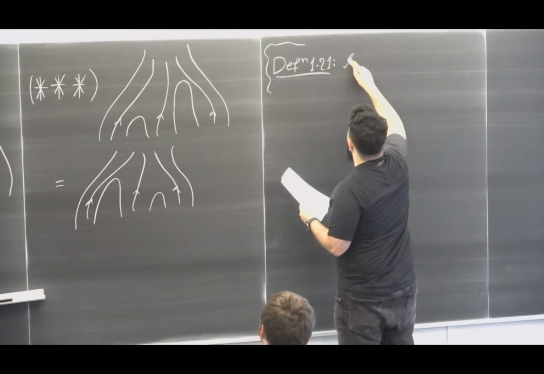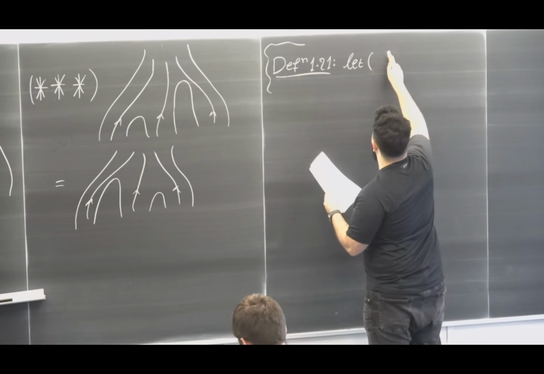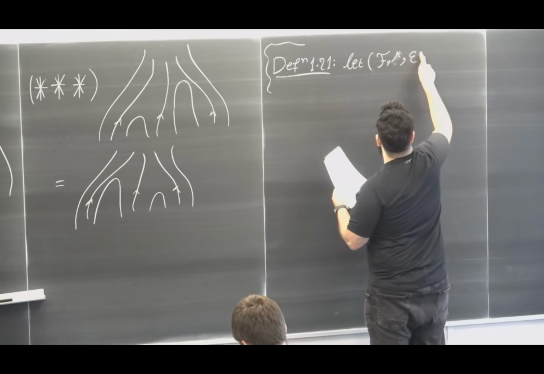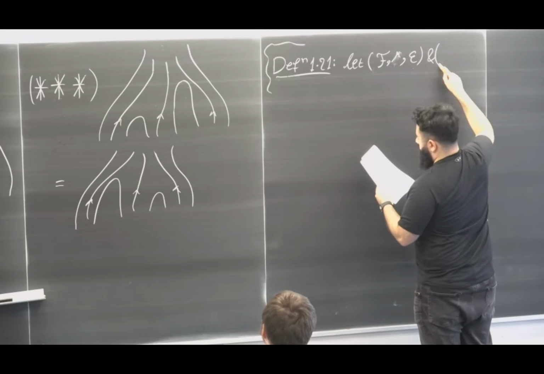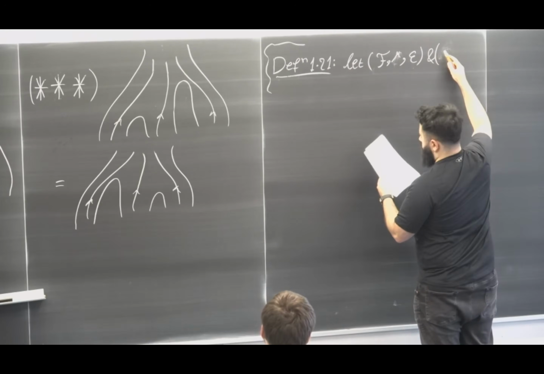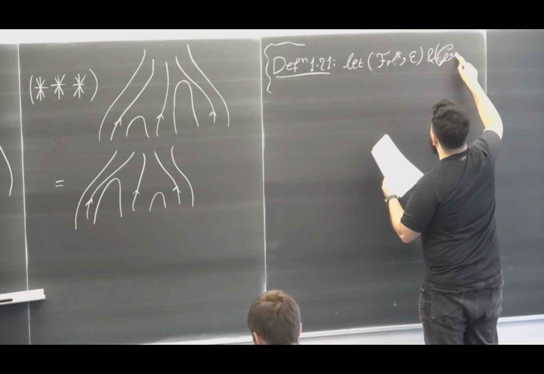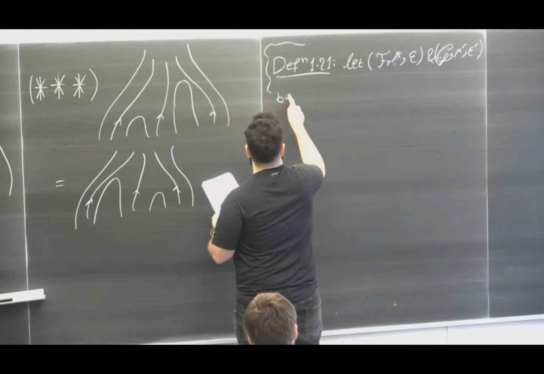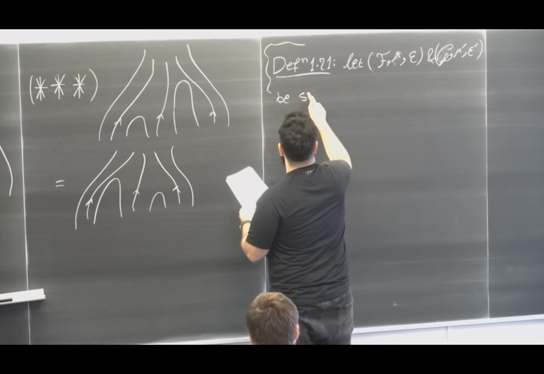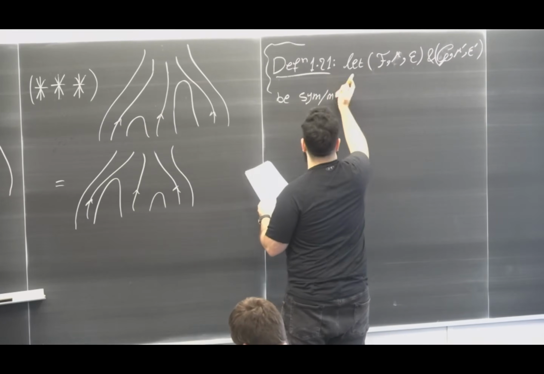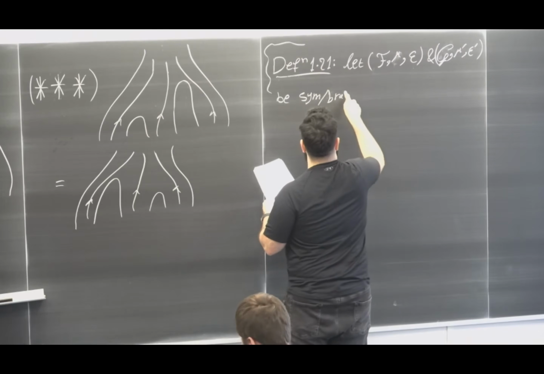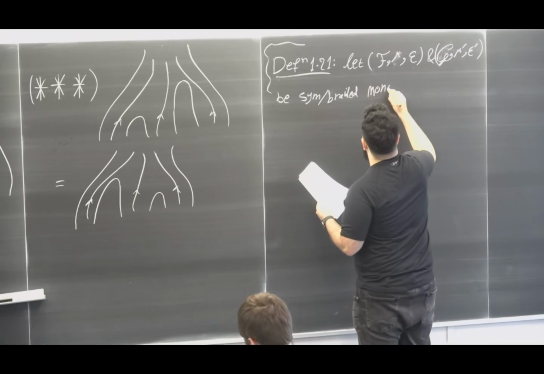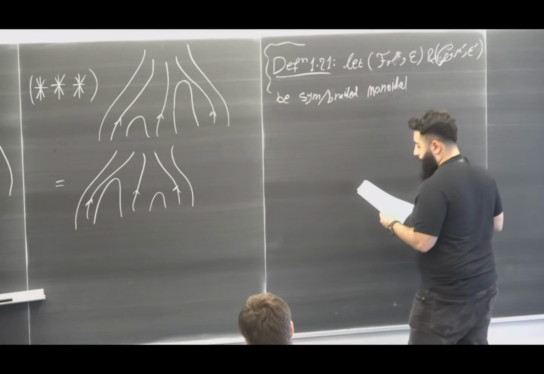Definition: let this triplet F, mu, epsilon and G, mu prime, epsilon prime be symmetric or braided monoidal functors.